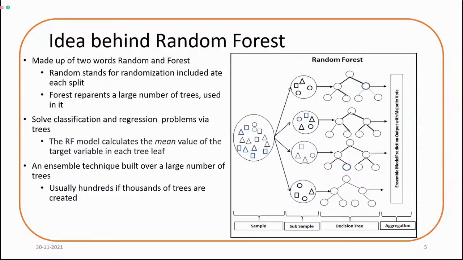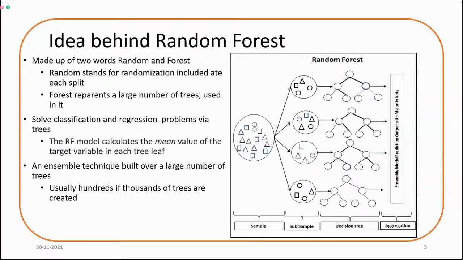On each bootstrapped sample, we create one tree, which is shown as a tree icon here. And once we create a large number of trees, we combine the results of all the trees and create a consolidated result, and that is called aggregation. So random forest is a method of bootstrap aggregation, and there are 4 parts to it. One is the big population sample, there is subsampling, there are decision trees, and there is aggregation.